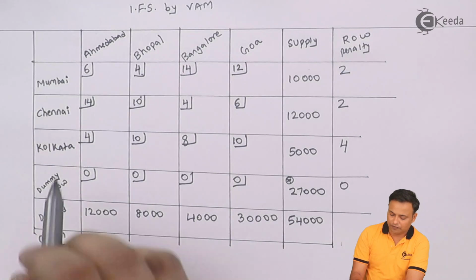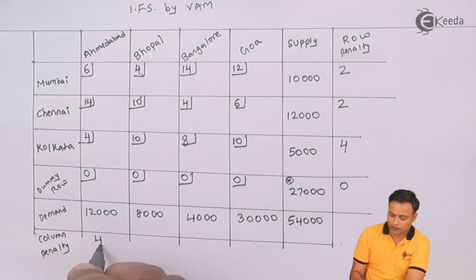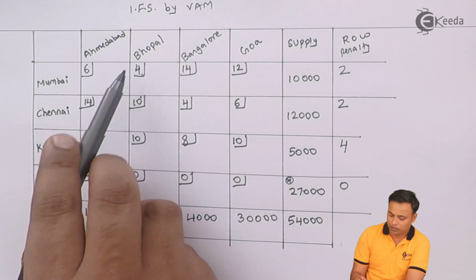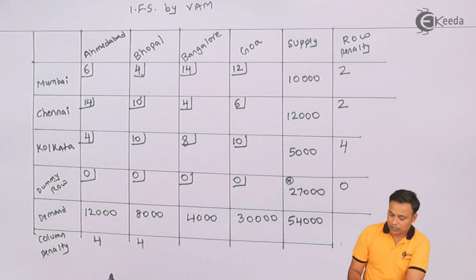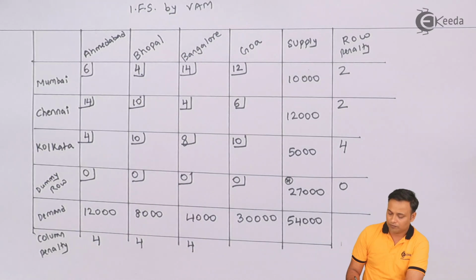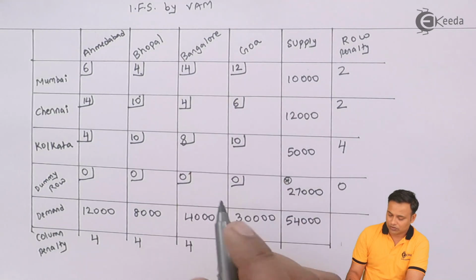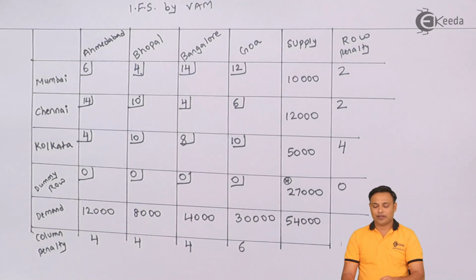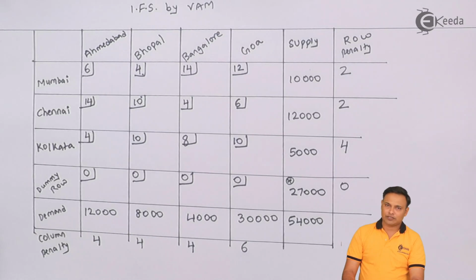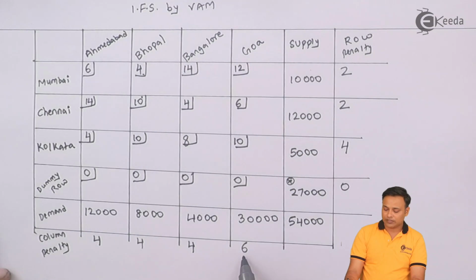In case of columns, in the first column I have the lowest number as 0, next lowest is 4. So 0 and 4, difference is 4. Second column, lowest cost is 0 and the next lowest is 4. Again the difference is 4. Third column, lowest cost is 0, next lowest is 4. Again the difference is 4. Fourth column, lowest cost is 0, next lowest is 6. So difference comes to 6. So friends, we have got the column penalties and the row penalties, and out of this, which is the highest penalty? The highest penalty from the rows and the columns is 6.